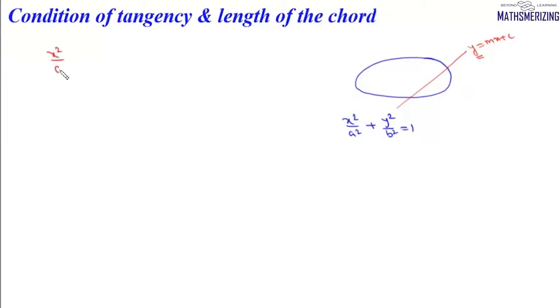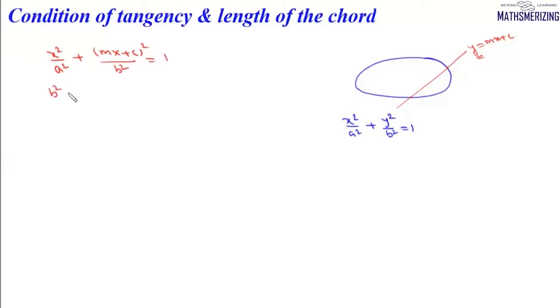In this video, we'll discuss the condition of tangency and the length of the chord. So suppose we have any ellipse, say x square upon a square plus y square upon b square equals 1, and then we have a line y equals mx plus c. So first we'll find the point of intersection of this line with the ellipse. So what we'll do is we'll eliminate y. We can write this equation as x square upon a square plus (mx plus c) whole square upon b square, and it is equal to 1.